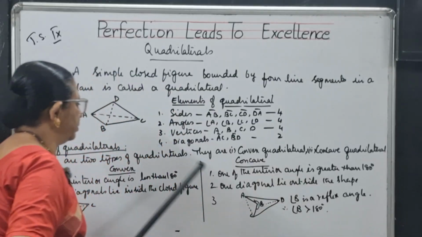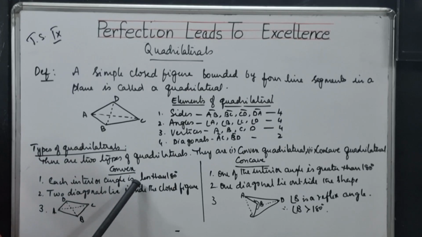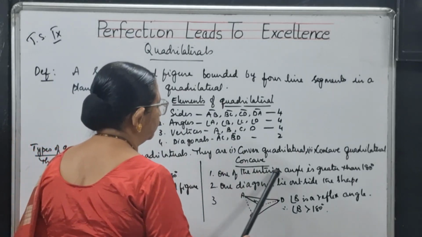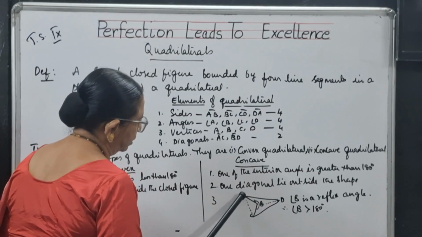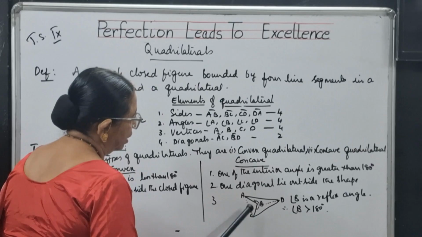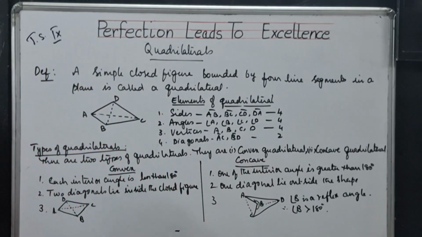The differences between convex and concave quadrilaterals are: first point, in a convex quadrilateral each interior angle is less than 180 degrees. If you see this figure ABCD, every angle is less than 180 degrees. It might be an acute angle or an obtuse angle, but it cannot be a reflex angle. But in a concave quadrilateral, one of the interior angles is greater than 180 degrees. This is the figure you see here. Angle B is a reflex angle and its value is greater than 180 degrees.